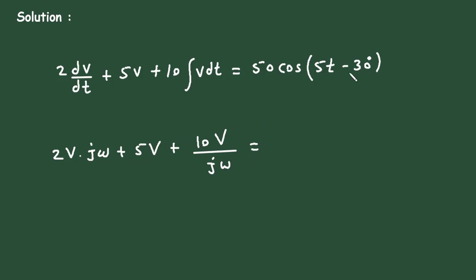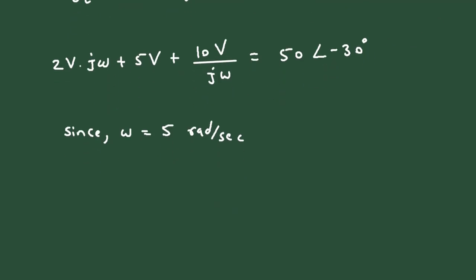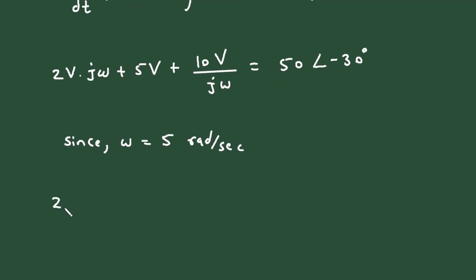is equal to, now here again it is given in time domain format, so this will be 50 at an angle minus 30 degree. From here we can see that this 5 is the omega, that is angular frequency. So here we can write, since omega is equal to 5 radian per second, so if we substitute it here, then the expression will be like this.